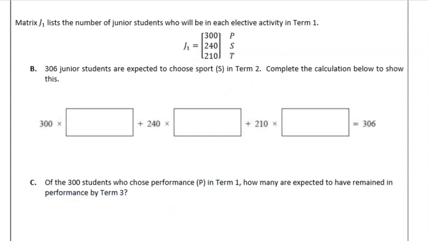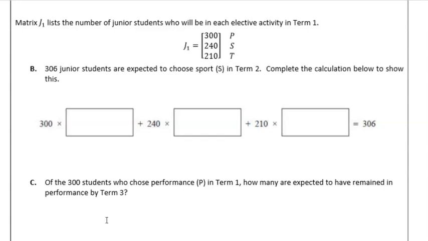Matrix J1 lists the number of junior students who will be in each elective activity in term 1. We can see the rows are labelled to match the electives: P for performance, S for sport, T for technology. Part B is asking us: 306 junior students are expected to choose sport in term 2. Complete the calculation below to show this. What we want to do is identify, using the percentages from the diagram above and the number of students for each elective in term 1, the calculation to get the total of 306 students choosing sport in term 2.